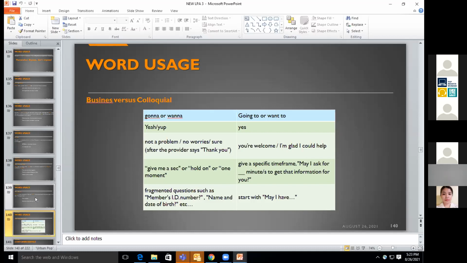Fragmented questions such as, sorry, member's ID or account number, name, date of birth. It's better if you say may I have. Especially if you want to make sure that who you're speaking with is the correct person, may I have your name, please. You cannot just say to whoever you're talking to, name. It doesn't sound professional at all, especially if you just stated, hi, my name is Lynette. Thank you for calling us. How may I help you?